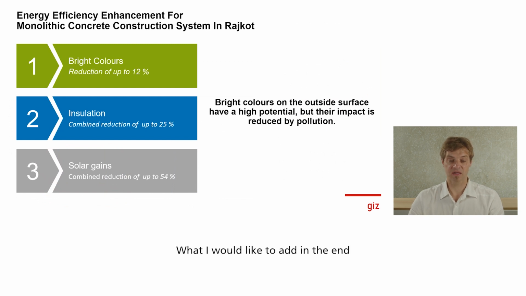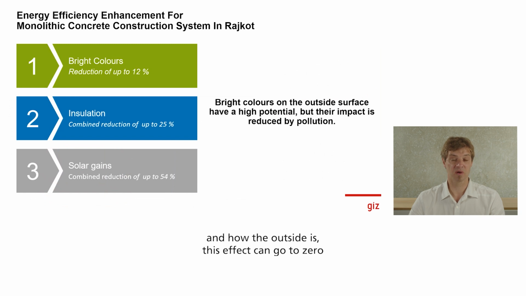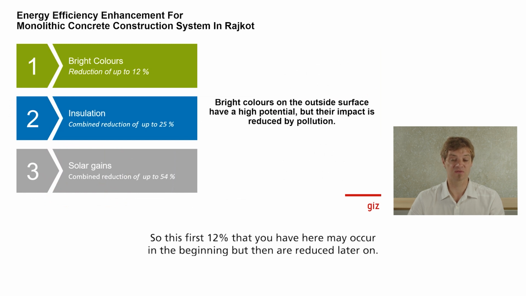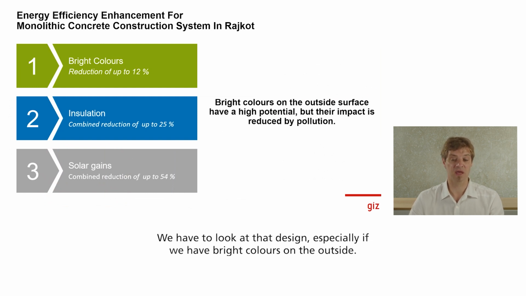What I would like to add in the end is that bright colors have quite a high impact, but depending on where they are and how the outside is, this effect can go to zero by the pollution, because bright colors tend to go dark again by pollution. So this first 12% that you have here may occur in the beginning, but then are reduced later on. So we have to look at that design, especially if we have bright colors on the outside.